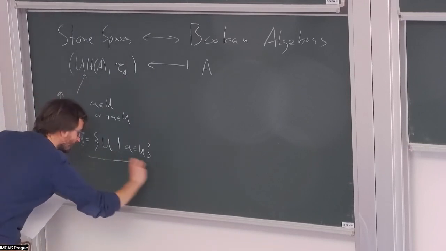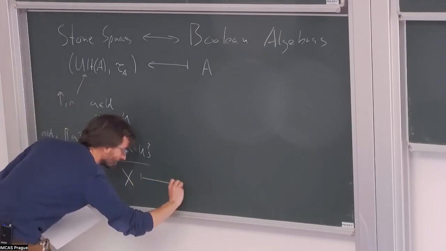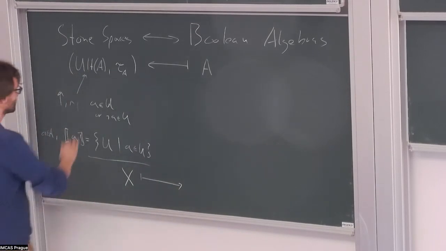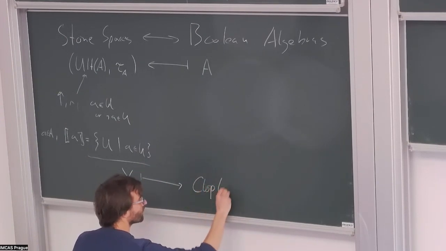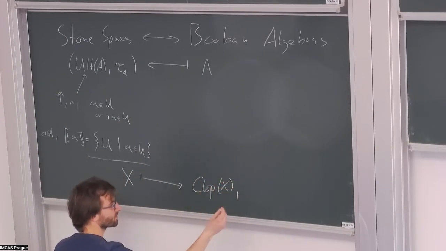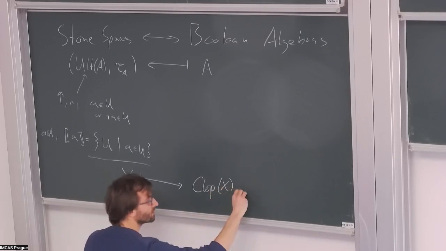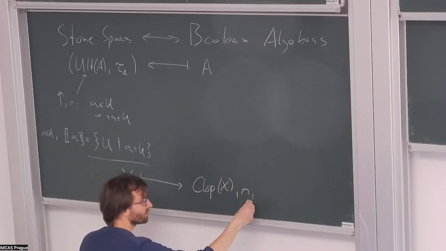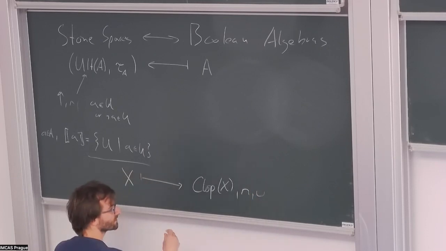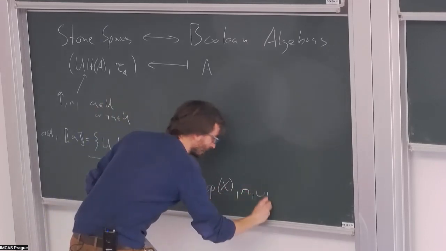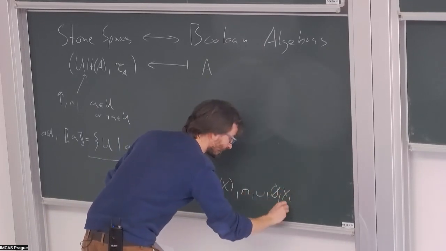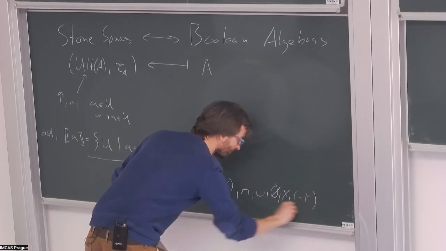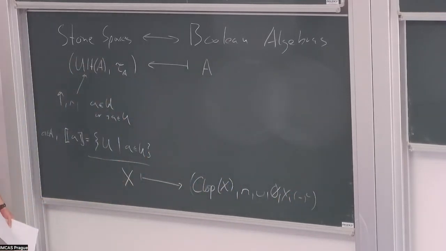If I give you a Stone space, all you need to give me a Boolean algebra is to take the clopen subsets of the space, and you just order them by inclusion, that forms the Boolean algebra. So you have intersections as the meets of the lattice, unions as the joins. The empty set is the bottom element. All of the points are the top, and the set-theoretic complement is the Boolean algebra complement. All right. So this is the basis.